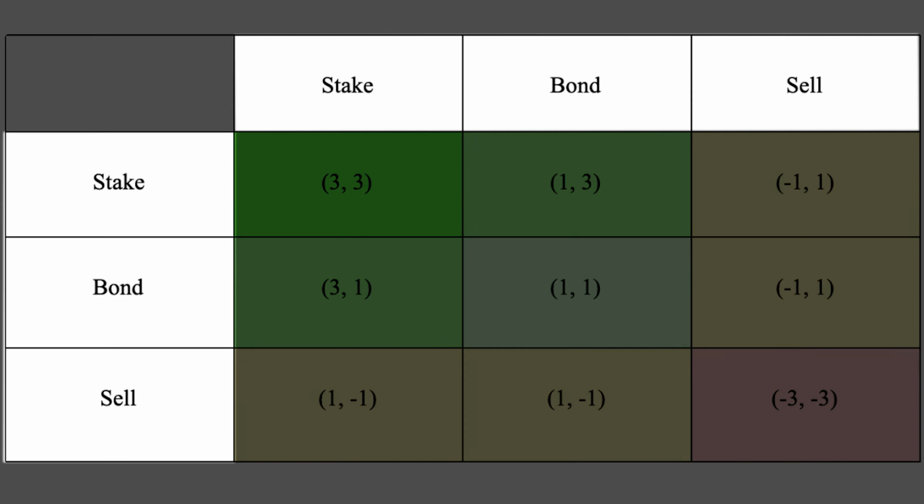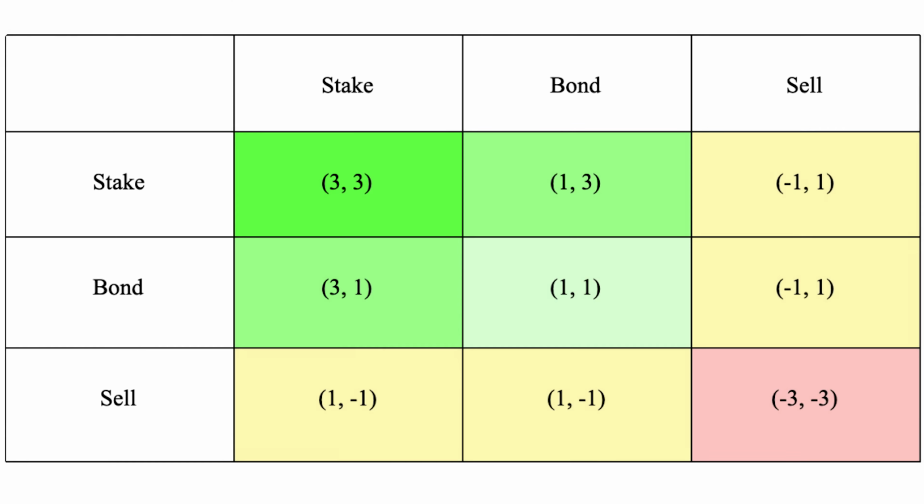First, let's take a look at the typical matrix for a DAO, and then I'm going to show you Hector's matrix. The columns represent your actions and the rows represent the actions of others, and we have the possible outcomes such as staking, bonding, or selling, because the investors can either stake, bond, or sell.